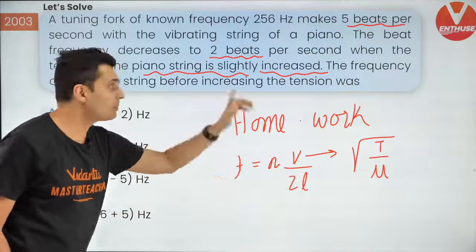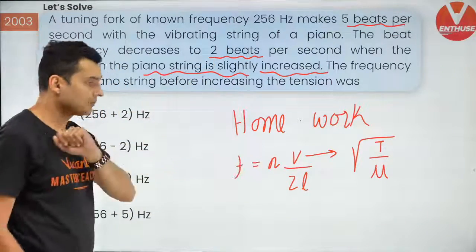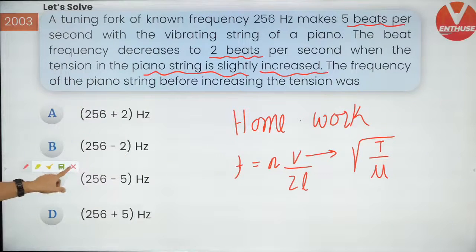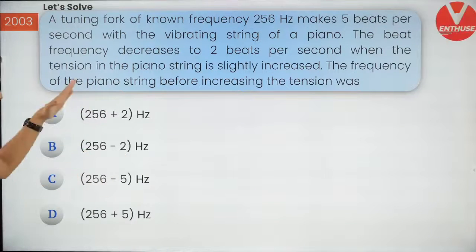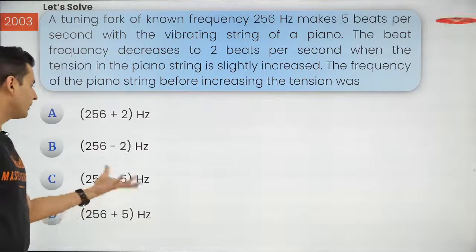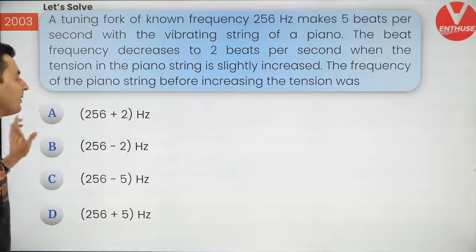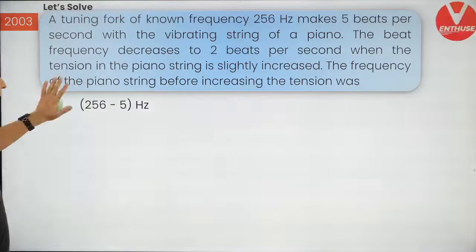This is a very important problem. It is a 2003 question. Very interesting question. Try this out. And you can see the options are even simpler. They have given 256 minus 2, plus 2, minus 5, plus 5. So think about which of them will be correct. I have pasted the answer in the next slide.